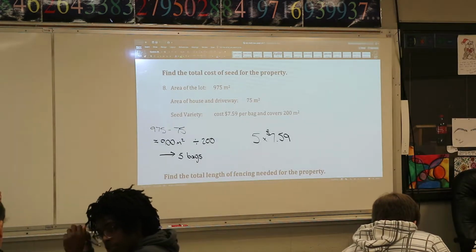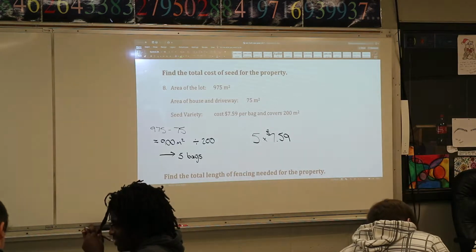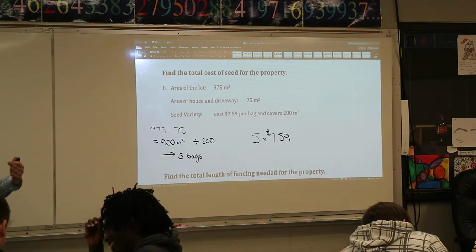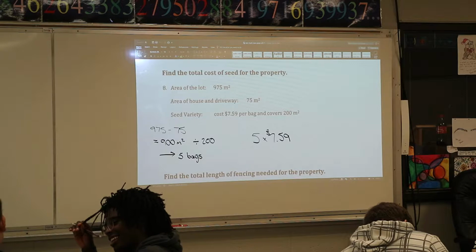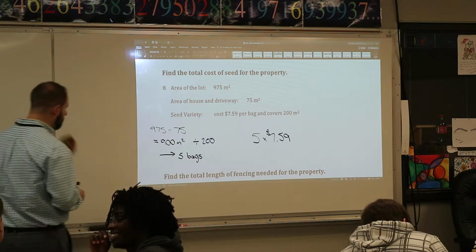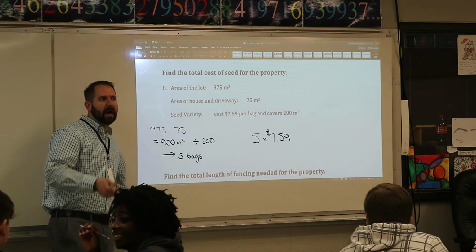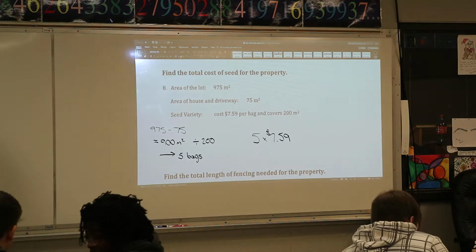Okay, does everyone understand why I divided by the 200? We got to take the area, divide by what a bag can cover per area, then we can get how many bags we need. It's kind of like how many paint cans we need to buy, or how many planks we need to get.